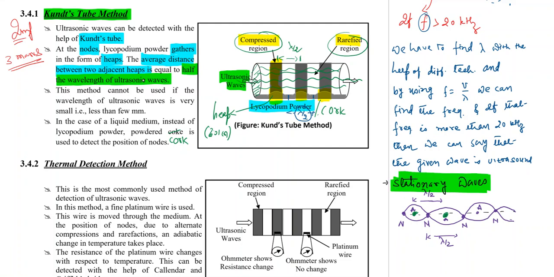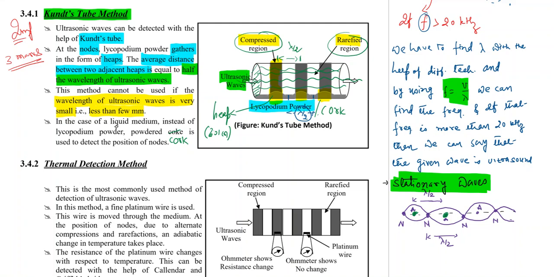So this is how we can calculate lambda, and with the help of this equation, after getting lambda we can find out the frequency of ultrasound. There is one limitation of this method. This method cannot be used if the wavelength of the ultrasonic wave is very small, less than a few millimeters, because as the wavelength lowers, the ultrasonic waves are not strong enough to gather the lycopodium powder or the cork powder.